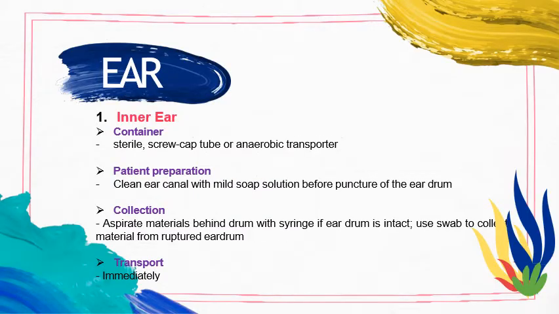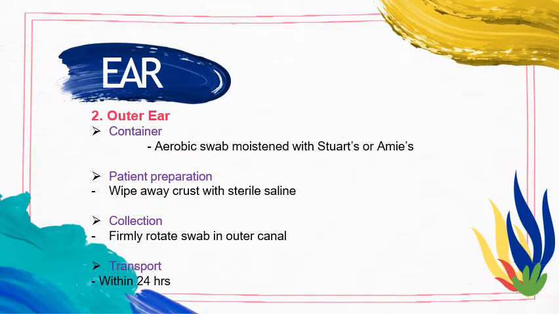Next is your inner ear. Your container is your sterile screw cap tube or anaerobic transporter. Patient preparation is to clean ear canals with mild soap solutions before puncture of the eardrum. Collection is to aspirate materials behind the drum with a syringe if the eardrum is intact. Use a swab to collect materials from a ruptured eardrum, and the transport is immediate. The outer ear, the container that we will be using is your aerobic swab moistened with Stewart's or Amies medium. Patient preparation is to wipe away crust with sterile saline, and the collection is to firmly rotate the swab in the outer canal, and transport is within 24 hours.